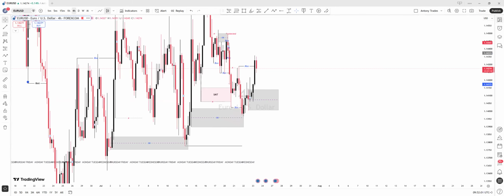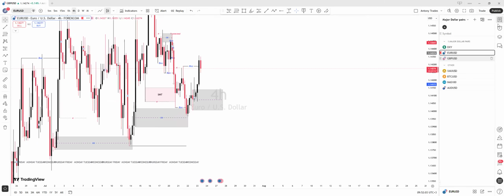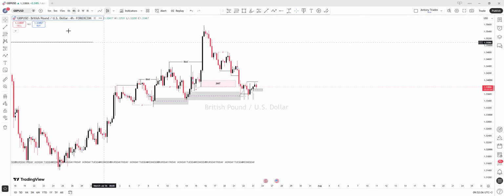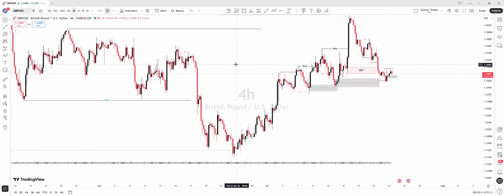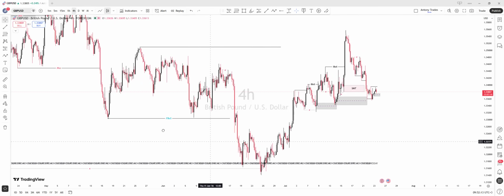So that is it on Euro USD. Going to the next pair, which is going to be GBP USD. The same thing, guys, that we had here with the GBP USD. I told you guys, if you remember, if you pay attention to this analysis that we normally do here, it's going to help you a lot.